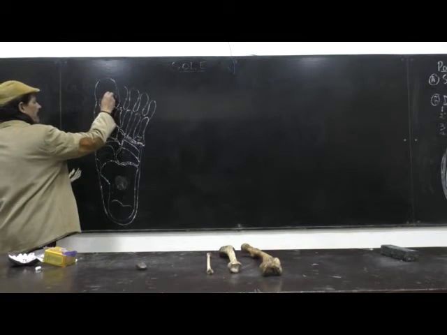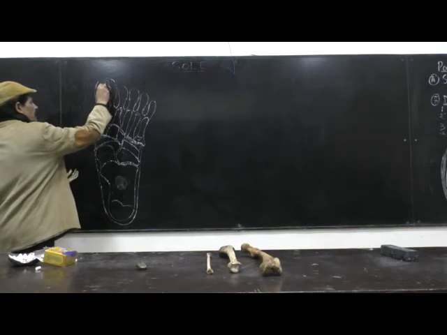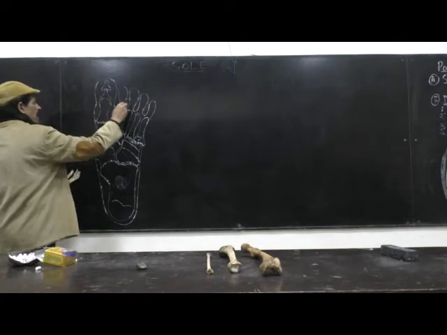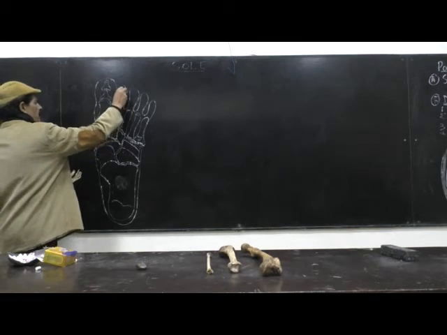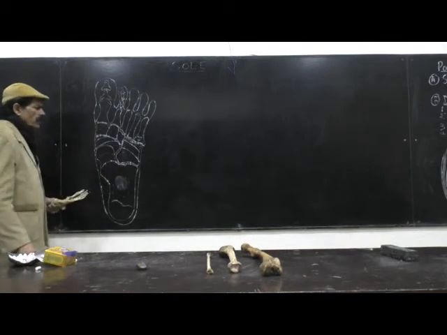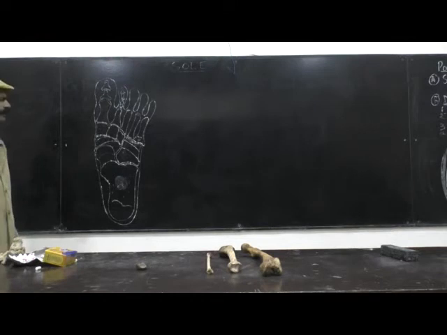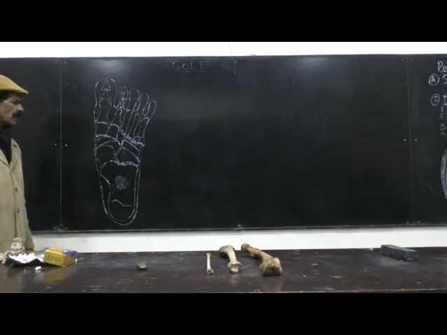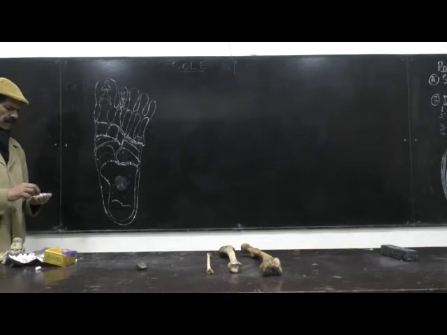Then the great toe has only two phalanges, the proximal and the distal, while all the other toes have three phalanges: the proximal, the middle, and the distal phalanx. So we are looking at the inferior or plantar surface of the tarsal bones, how they are present. Now these tarsal bones have the fibrous capsule of their intertarsal joints. So they are all together.